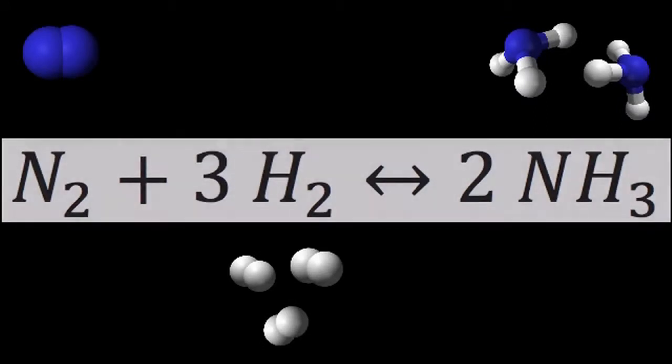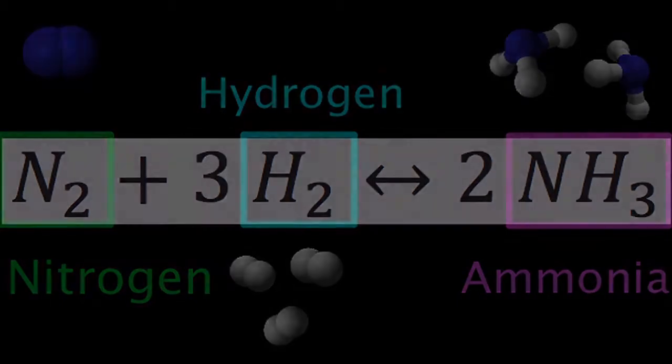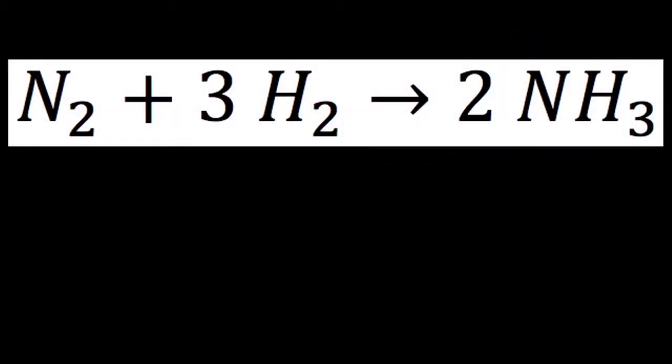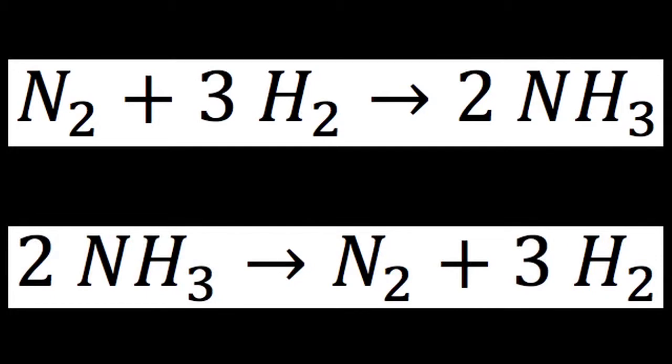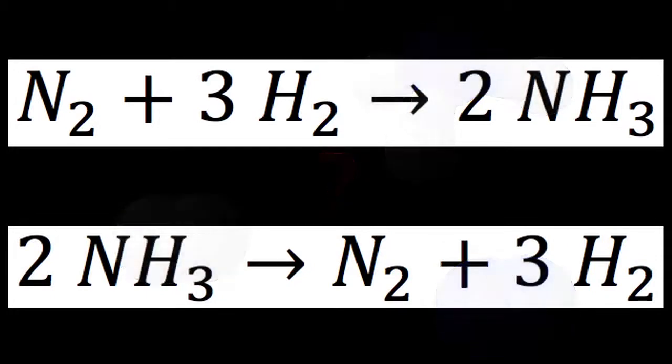Alright, how about this last example then? A chemical reaction involving three gases, nitrogen, hydrogen and ammonia. This one is harder. Are nitrogen and hydrogen going to form ammonia, or is ammonia going to separate into hydrogen and nitrogen?